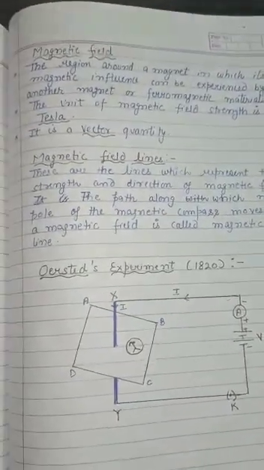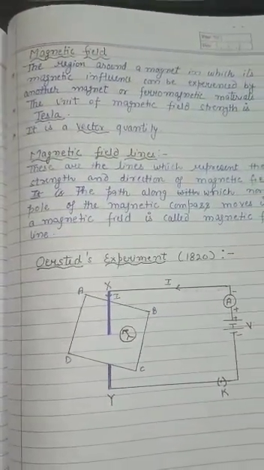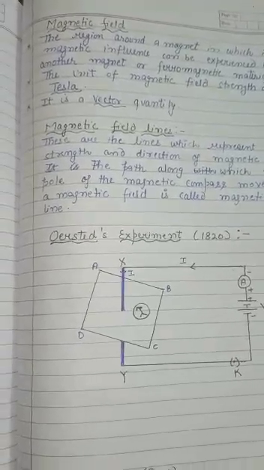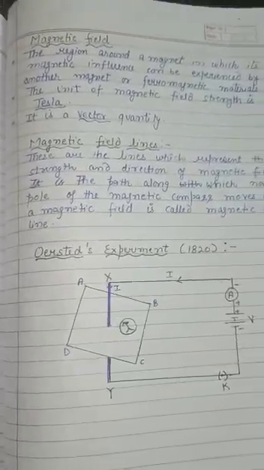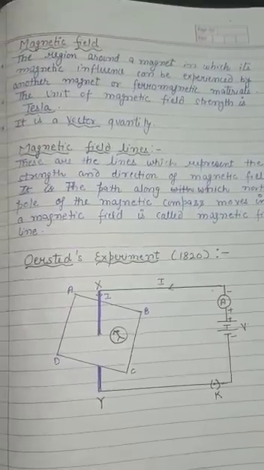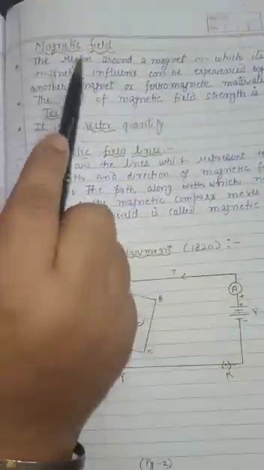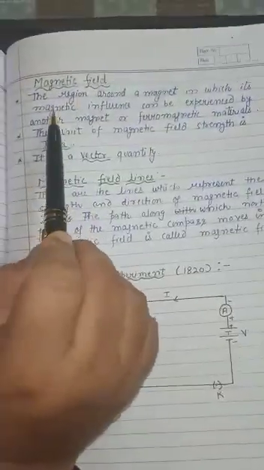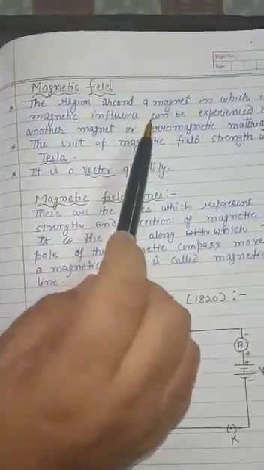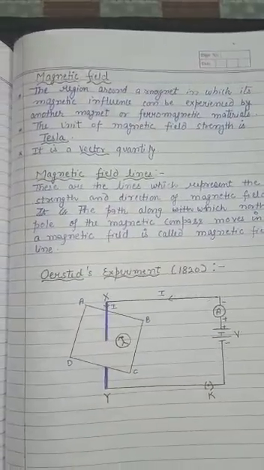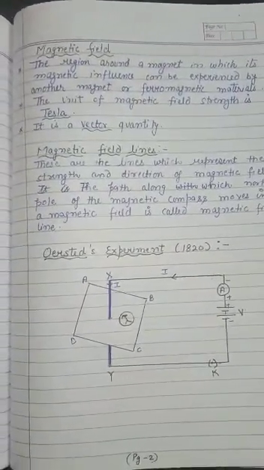We have studied in the chapter on electricity about electric field, that is the region around an electric charge in which its influence can be felt. Similarly, magnetic field, students, is the region around a magnet in which its influence can be felt or experienced by another magnet or ferromagnetic material.